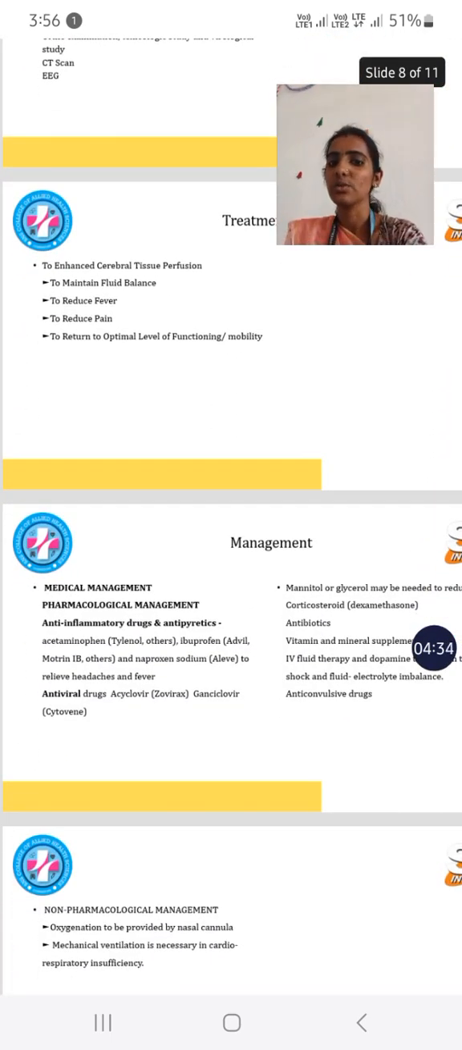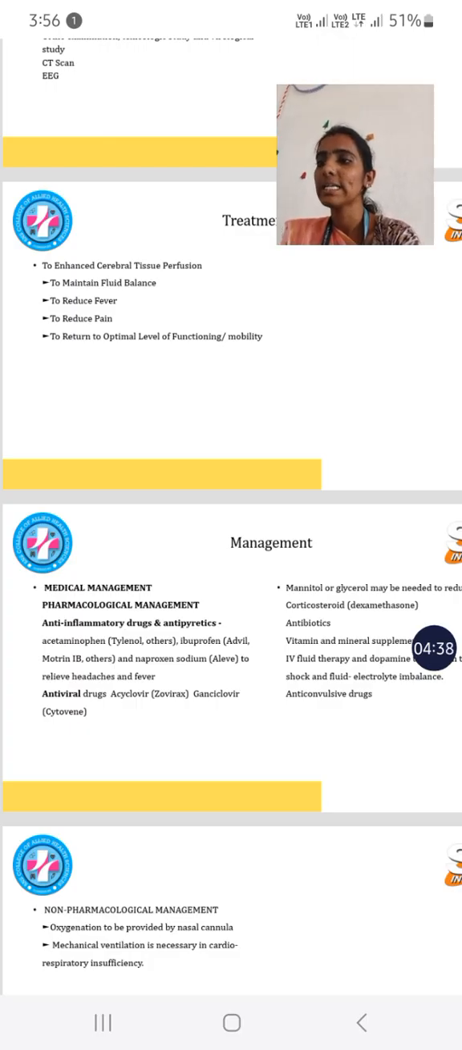Another topic is the treatment goal: to enhance cerebral tissue perfusion, maintain fluid balance, reduce the fever, reduce the pain, and return to an optimal level of functioning or mobility. In the medical management, the pharmacological management includes anti-inflammatory drugs and antipyretics, that is acetaminophen, ibuprofen, and naproxen sodium, to relieve headache and fever. Another is antiviral drugs, and mannitol or glycerol may be used to reduce the intracranial pressure.